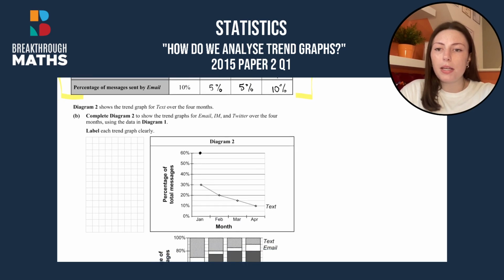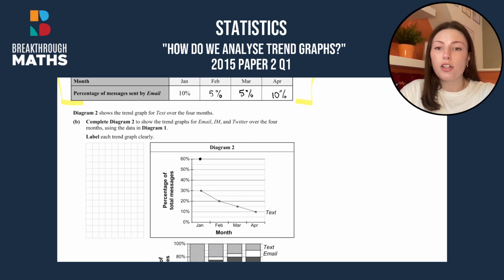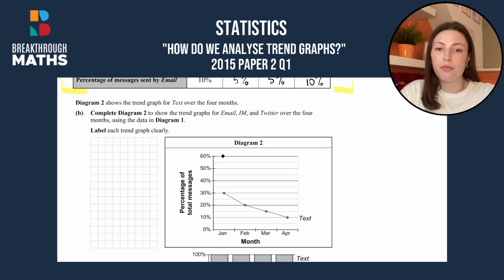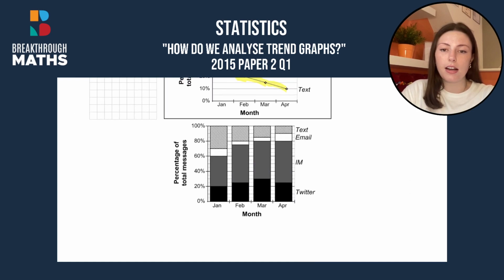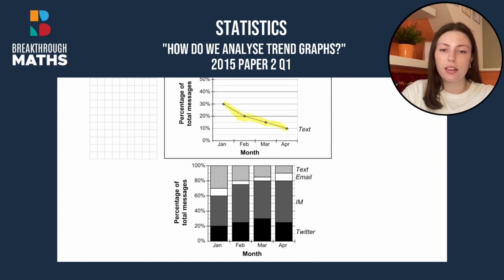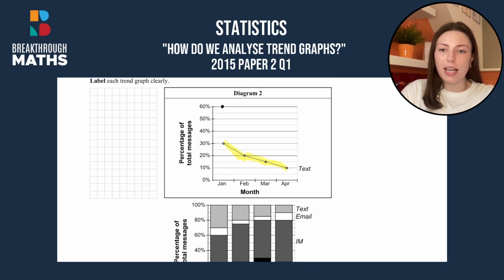Next part then, part B, says diagram 2 shows the trend graph for text over the 4 months. So text is already filled in here in yellow. So that's already shown in our diagram. We have to complete this diagram to show the trend graphs for email, instant message, and Twitter over the 4 months using the data from diagram 1. So diagram 1 is this here. I've just copied and pasted it underneath. So we have to use that data to fill in.